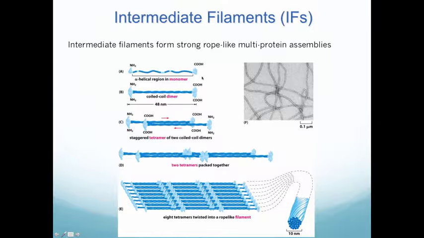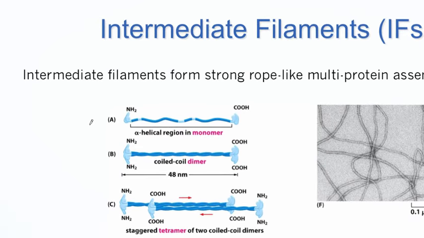So here's how intermediate filaments form, and we'll focus on the very top first. Intermediate filaments ultimately make a very strong rope-like structure. Here's the first monomer of the protein, say, vimentin. This is one polypeptide. Here's your N-terminus, and here's your C-terminus over here. This is a monomer. You have these globular ends that look like little balls, and then in the middle is an alpha helix.